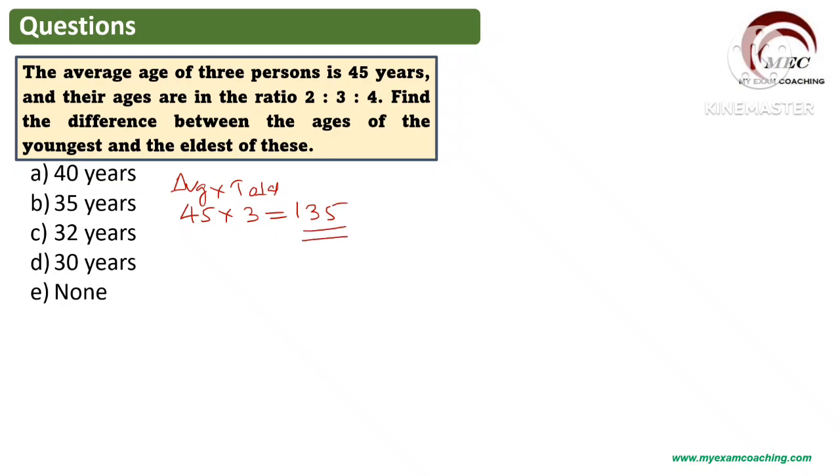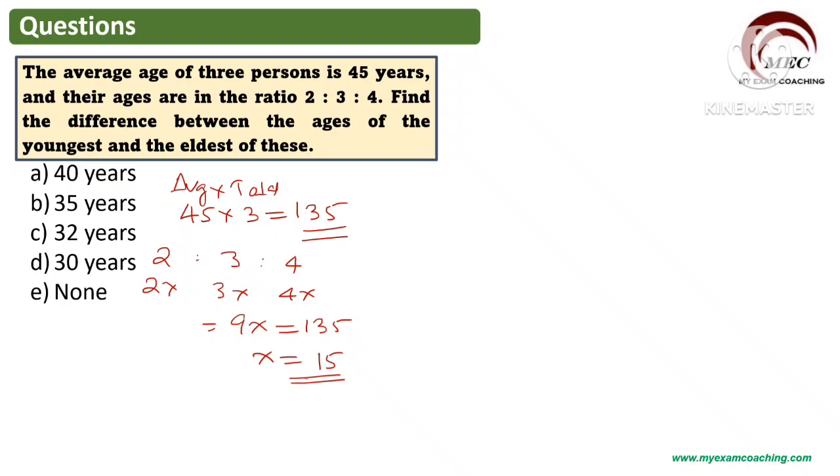What is the ratio? 2:3:4. Means 2x, 3x and 4x. Total how many x? Total x will be 2 plus 3, 5, 5 plus 4, 9x. So we got 9x is equal to 135. So x will be equal to what? Divide 135 by 9. How many times? 15 times. x we got 15.